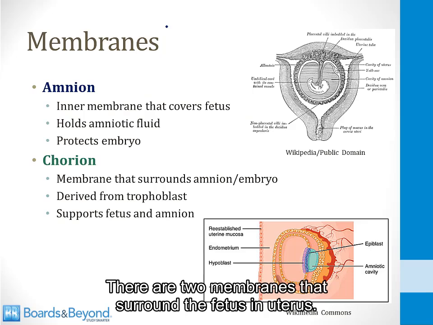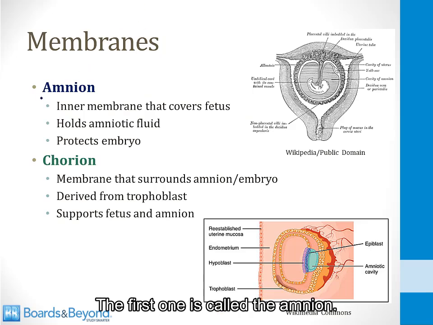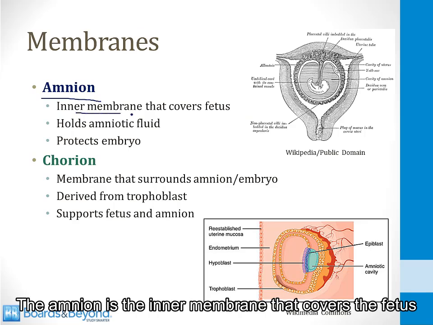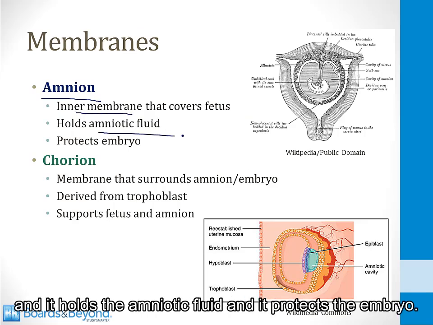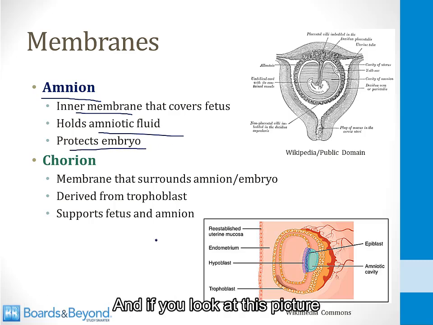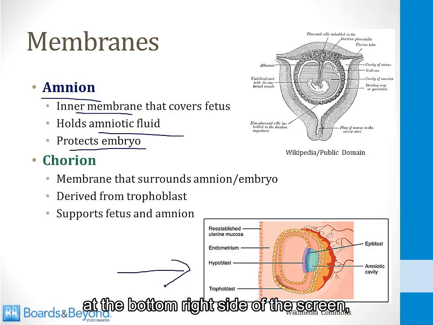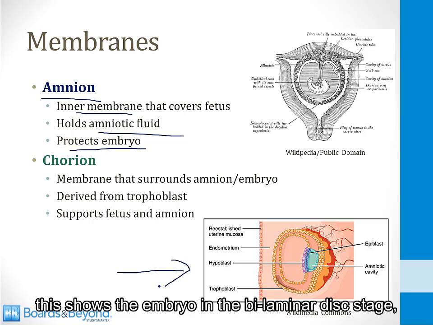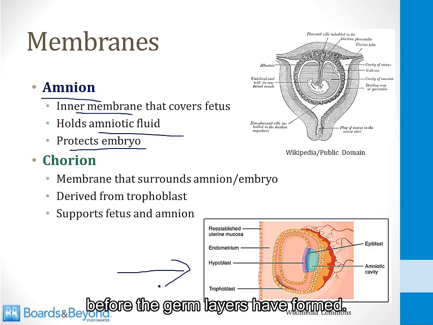There are two membranes that surround the fetus in utero. The first one is called the amnion. The amnion is the inner membrane that covers the fetus, and it holds the amniotic fluid and it protects the embryo. And if you look at this picture at the bottom right side of the screen, this shows the embryo in the bilaminar disc stage before the germ layers have formed.